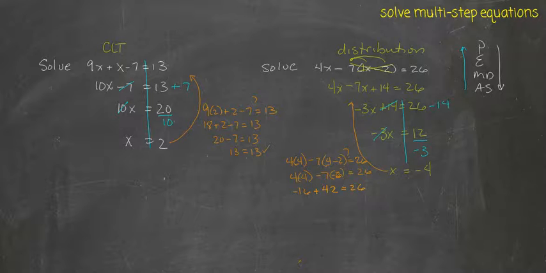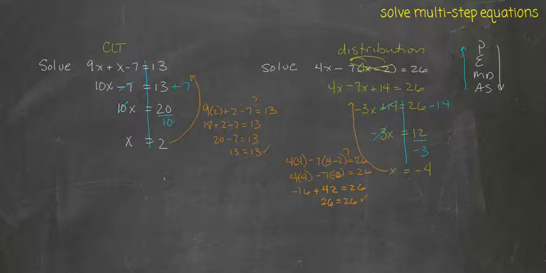equal 26. So 42 take away 16 would be 32. Take away 6 would be 26. 26 equals 26. So I got the right answer even though I almost got the wrong checking.